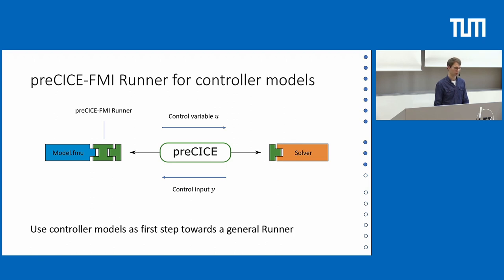And in my thesis, I'm focusing on a bit smaller use case, which is that we have a certain assumption which simplifies the test case. So this assumption is that within the FMU model, we will always assume that we have some kind of controller model in there. This means we now know what kind of data we will exchange between the FMU model and the solver on the other side. So we always know that we have some kind of control variable that we send to the solver, and some kind of control input that we get back. And although this is a bit simplified, it can still serve as a first step towards the general runner.